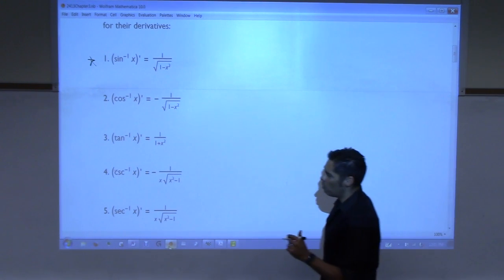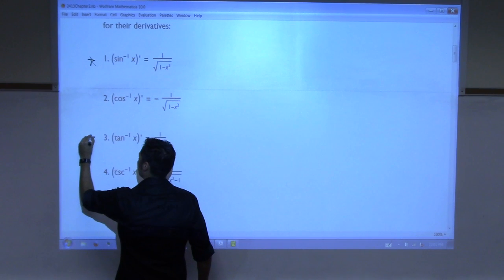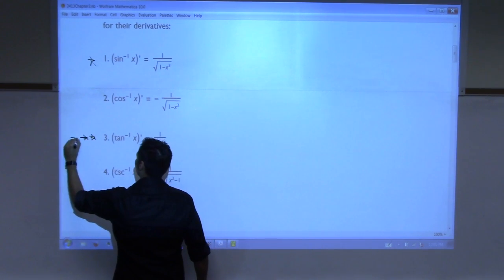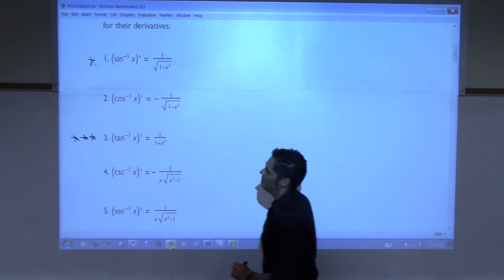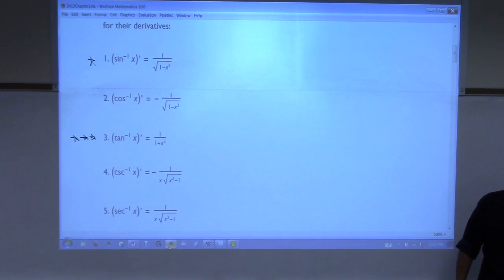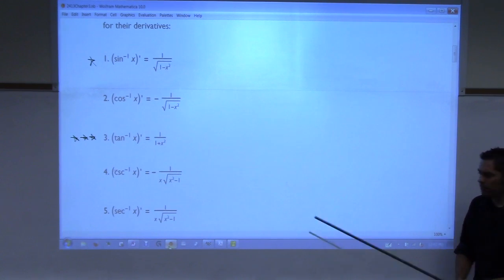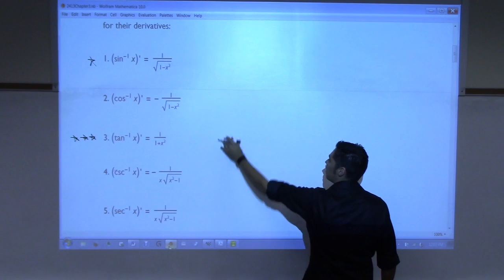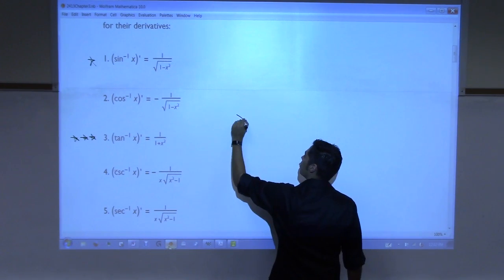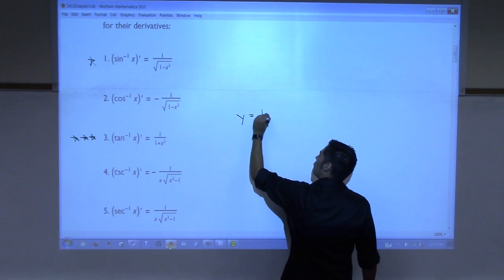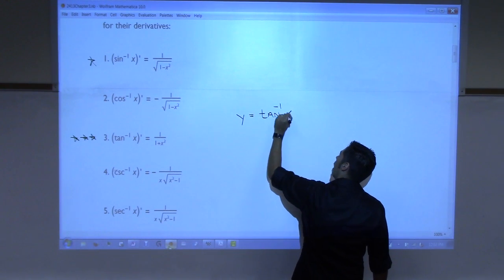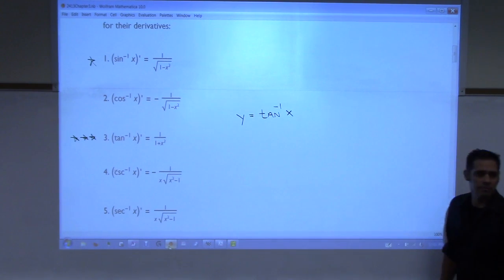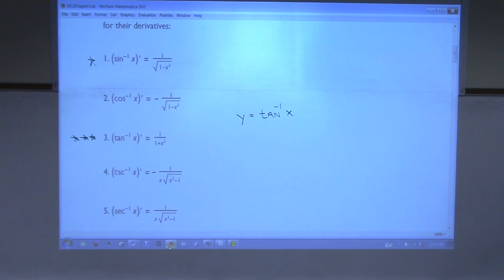The other one that's really important in Cal 2 is this one. So let's actually prove that one also, because I think it's worth doing one more proof of it. What would I write down first? y equals tangent inverse of x, right? I want to know what y prime is. You have no idea right now what the derivative of arctan is.